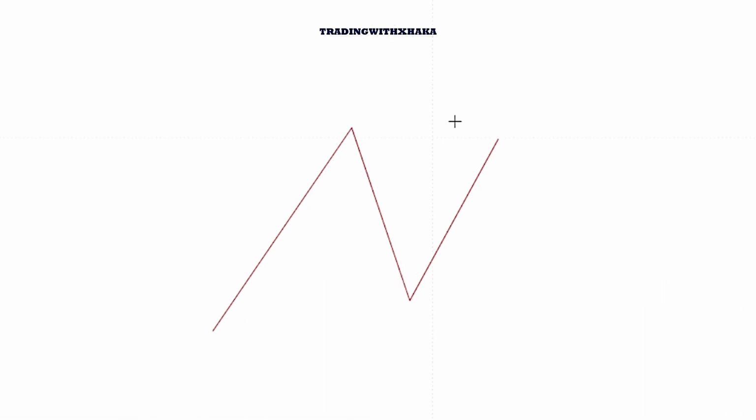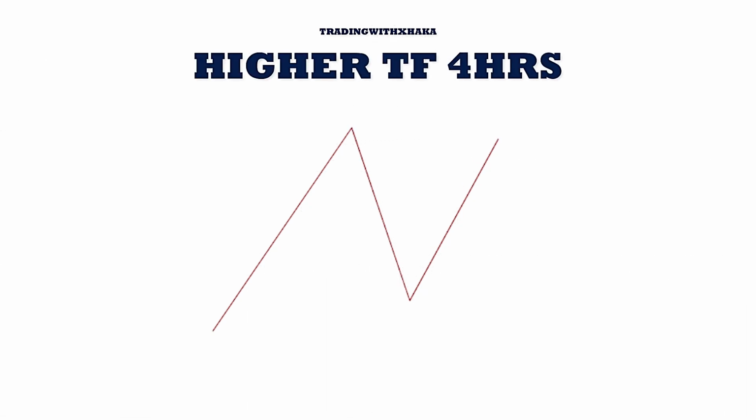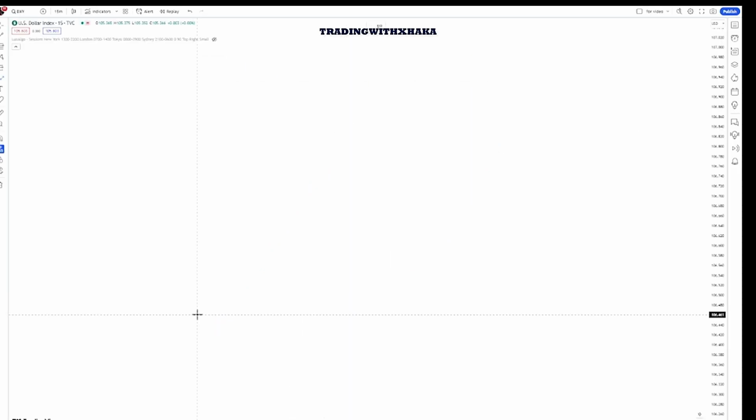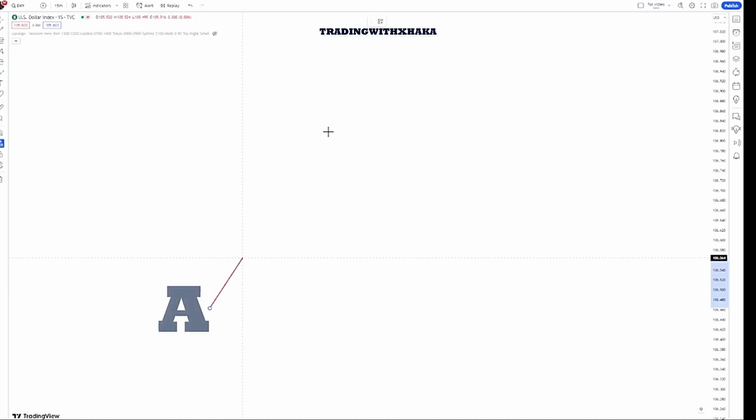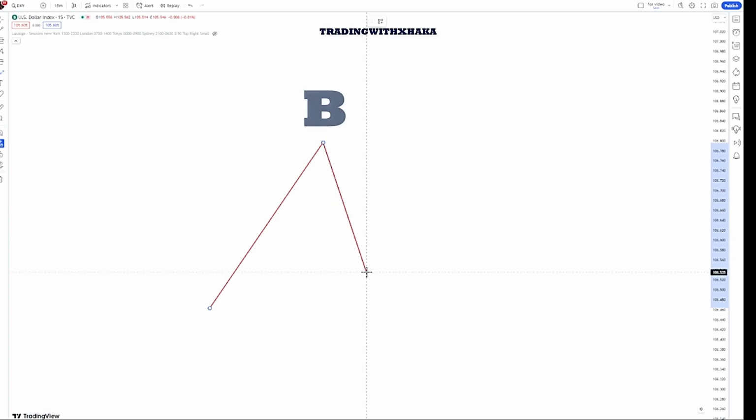The only thing you need to do: this is the 4 hour time frame. The 4 hour time frame is the higher time frame you're using for this strategy. The first thing you need to do is what? To have a move A, B, C.